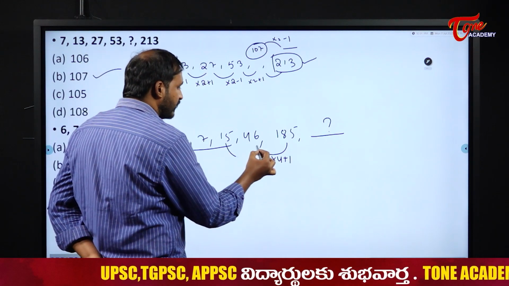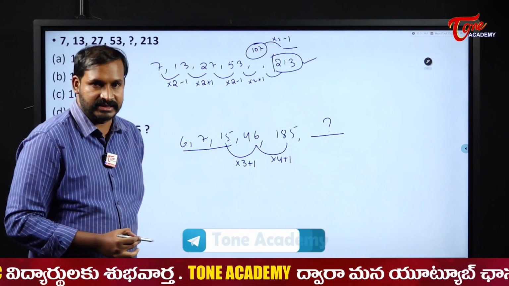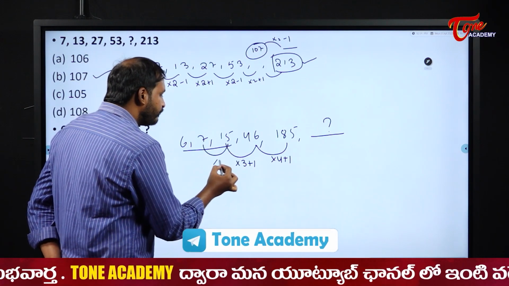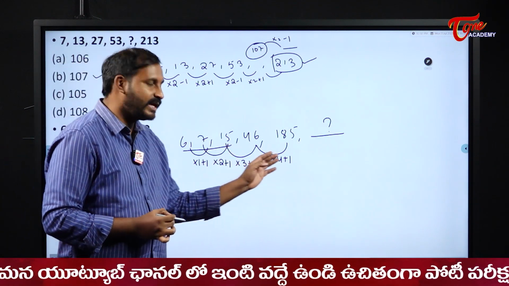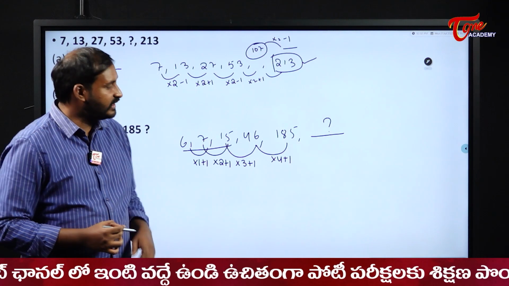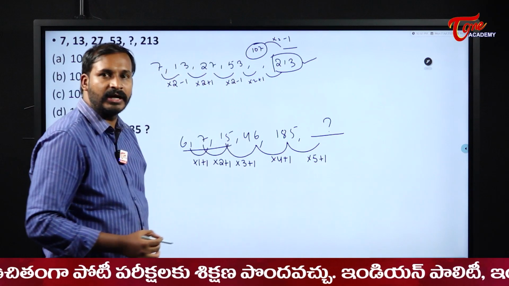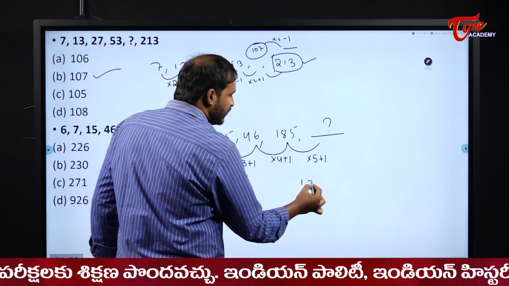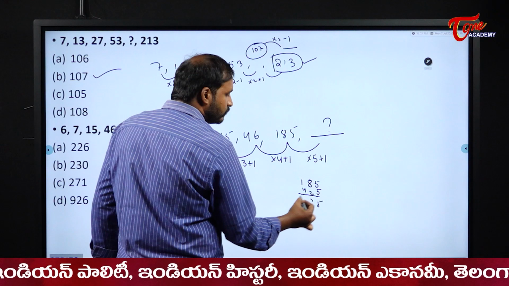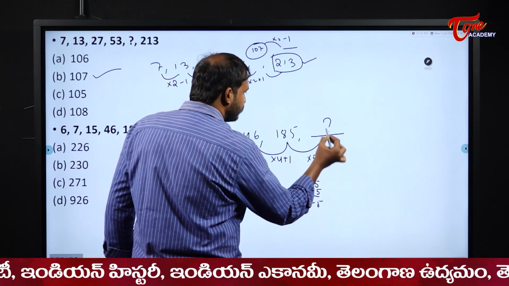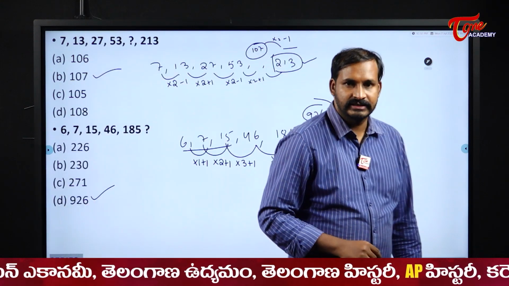Next from 15 to 46, think in the same manner. 15 threes are 45 plus 1. What does it become? 46. Next into 2 plus 1. Next into 1 plus 1. Like this we are multiplying in an increasing manner, and then we are adding 1. Next it will become into 5 plus 1. 185 into 5, what does it become? 185 fives are 925. Plus 1 means 926. So our answer here becomes 926.